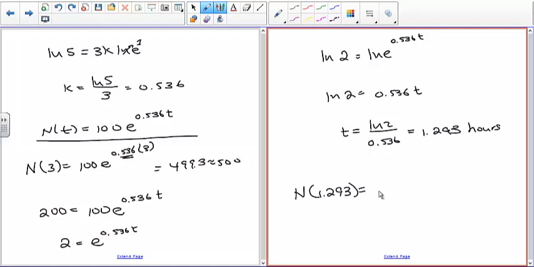And again, we can check that by evaluating the function again, with 1.293. So that'll be 100 times e to the 0.536 times 1.293, and I should get 200, which I get 199.98. So that does come out. So that checks. Okay, so that's the first problem.